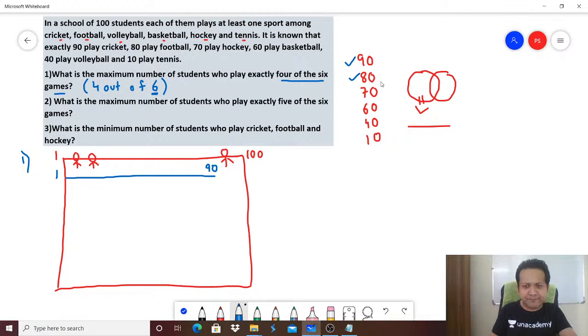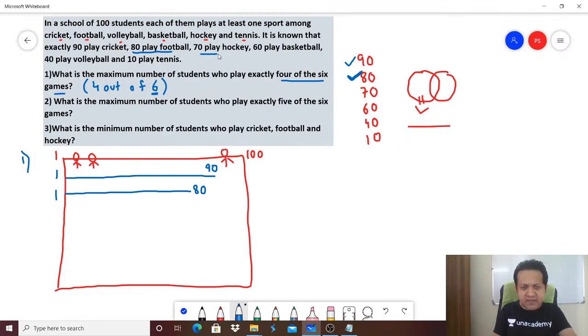Let's draw the second line. I need a line of 80. How many students for the second game? I have just noted down the numbers. 80 is playing football, so I need to draw a line of length 80. Remember, draw the line in such a way that they overlap. So I will draw it from this end. 1 to 80. Perfect.